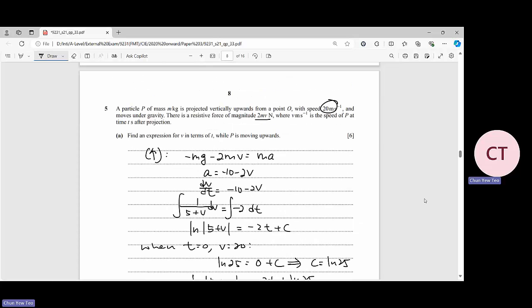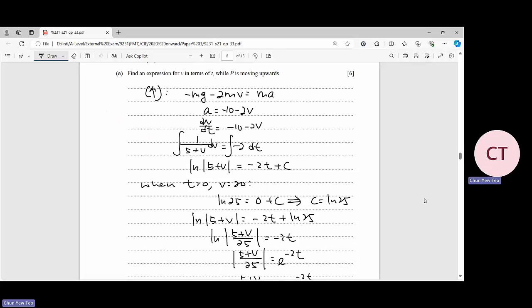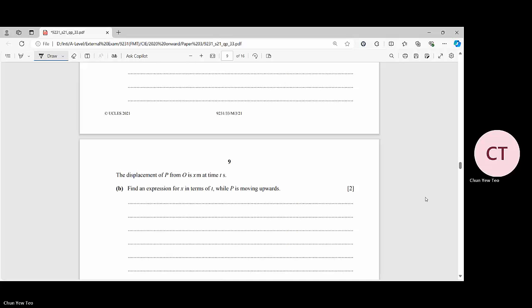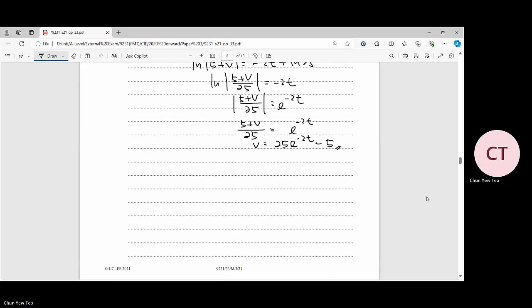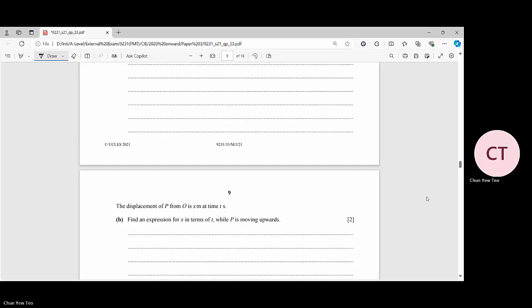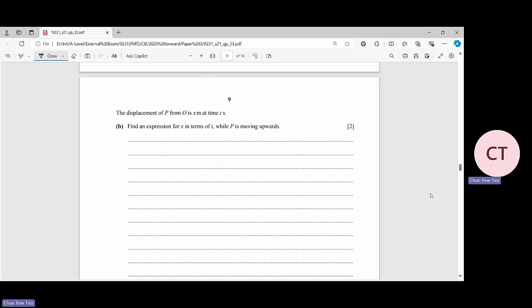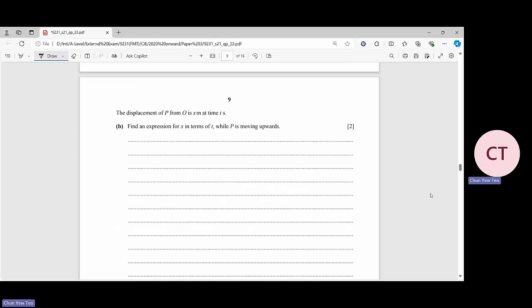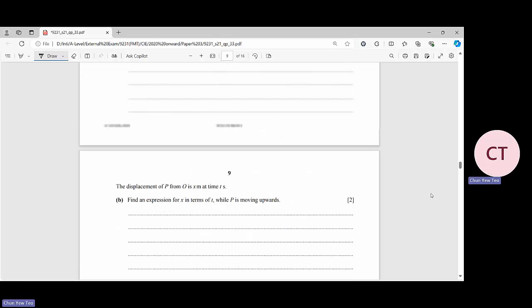Okay, just like that. Then the displacement of P from x at time t seconds. Find an expression for x in terms of t while P is moving upward. So while P is moving upward, we want to find x in terms of t.